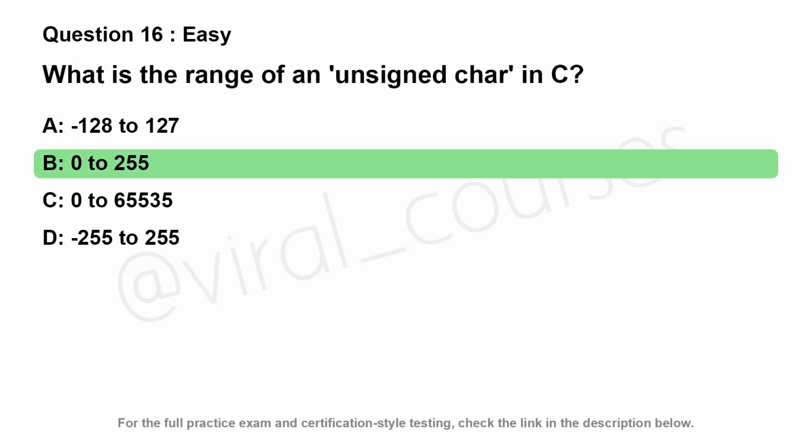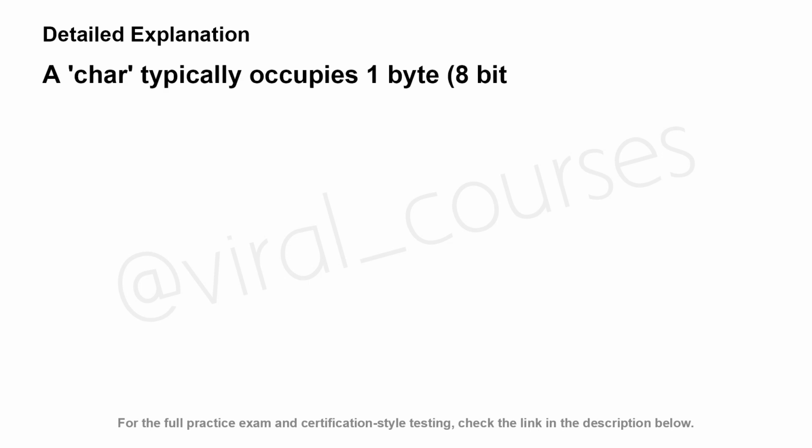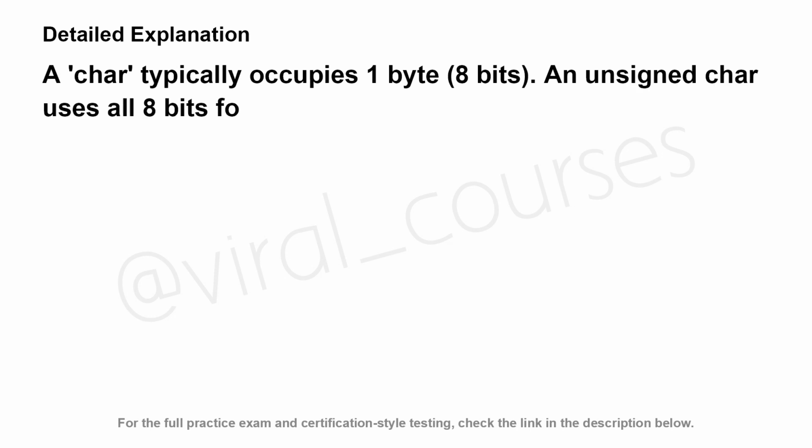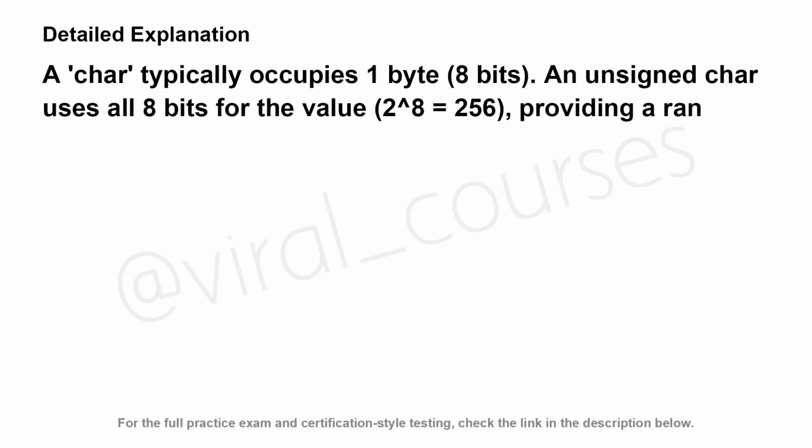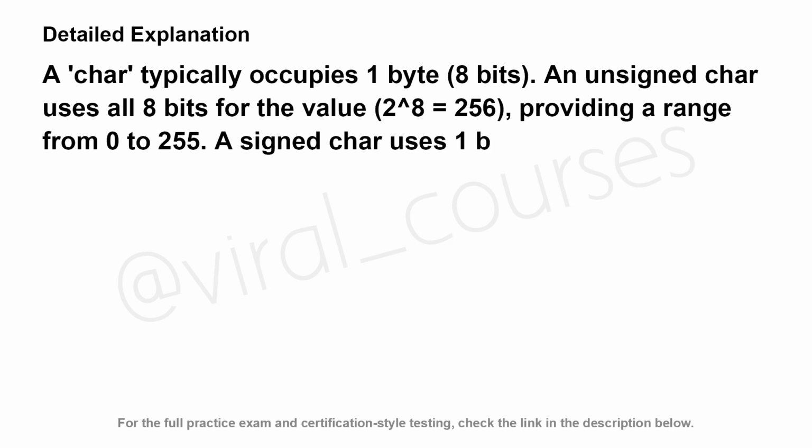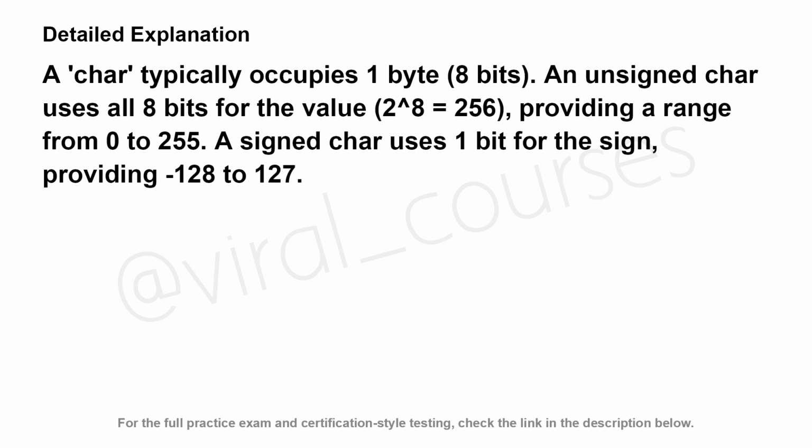The correct answer is B. A char typically occupies 1 byte, 8 bits. An unsigned char uses all 8 bits for the value: 2 to the power of 8 equals 256, providing a range from 0 to 255. A signed char uses 1 bit for the sign, providing -128 to 127.